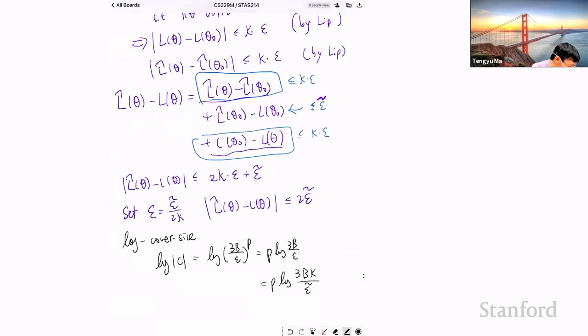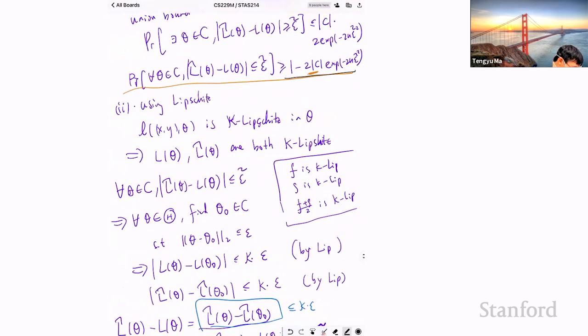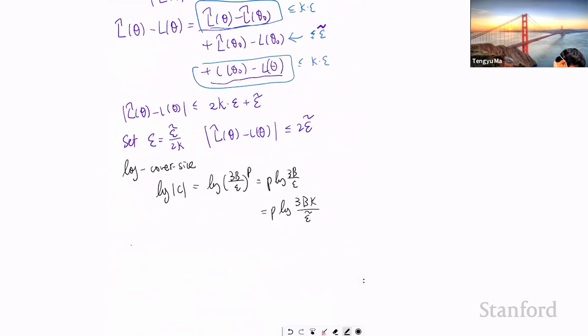And now we have to care about this failure probability. We basically want to say that this equals something like delta. We want to bound the failure probability, |C| times exponential of minus 2n epsilon tilde squared. This is something we want to bound. We want to show that this is small. Actually, in this case, I'm hoping to show that this is exponential minus p.